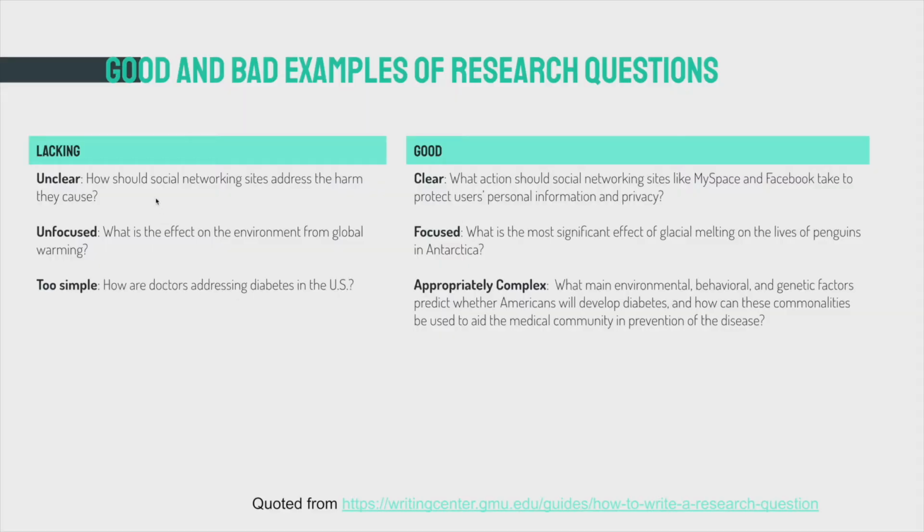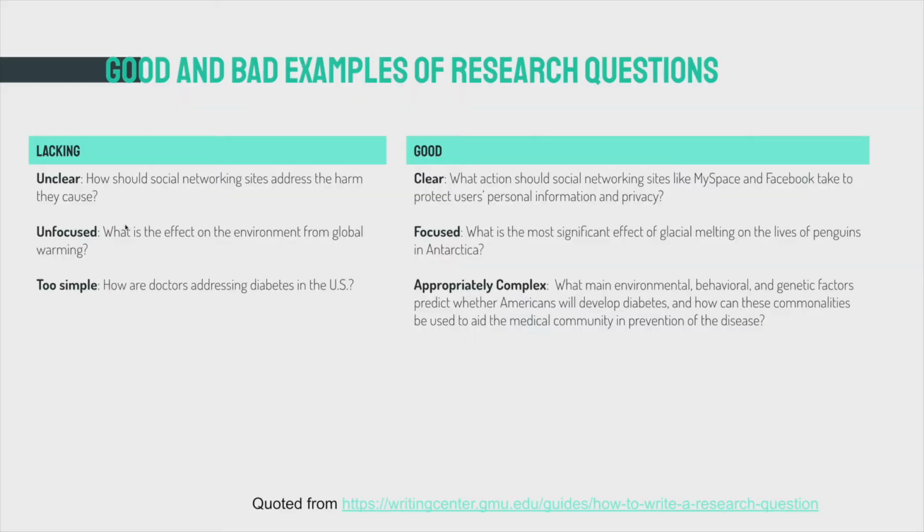Here are some examples of good and bad research questions. An unclear research question would be something like this. How should social networking sites address the harm they cause? Here's a more clear one. What action should social networking sites like MySpace and Facebook take to protect users' privacy and information? All right, why is this one more clear and concise? It actually names social media networks. You've never heard of MySpace. Let's put TikTok in there, right? And the harm they cause is too unclear, so we've specified what that harm is, privacy and personal information.